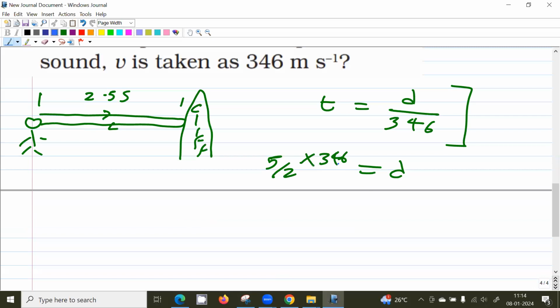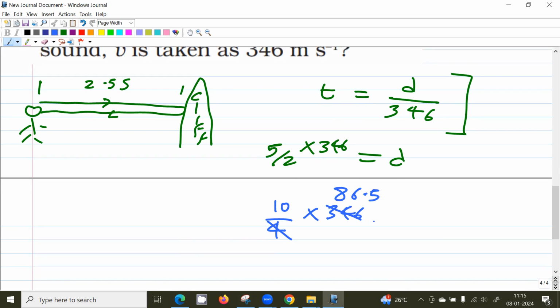Will this go 4 times? 4 8s are 32. So 5 by 2 I can write as 10 by 4 into 346. So 4 will go 8, 32. Oh, it's not going. So 26 will go 6, 46.5. Is that correct? 4 8s are 32, 26, 4 6s are 24.